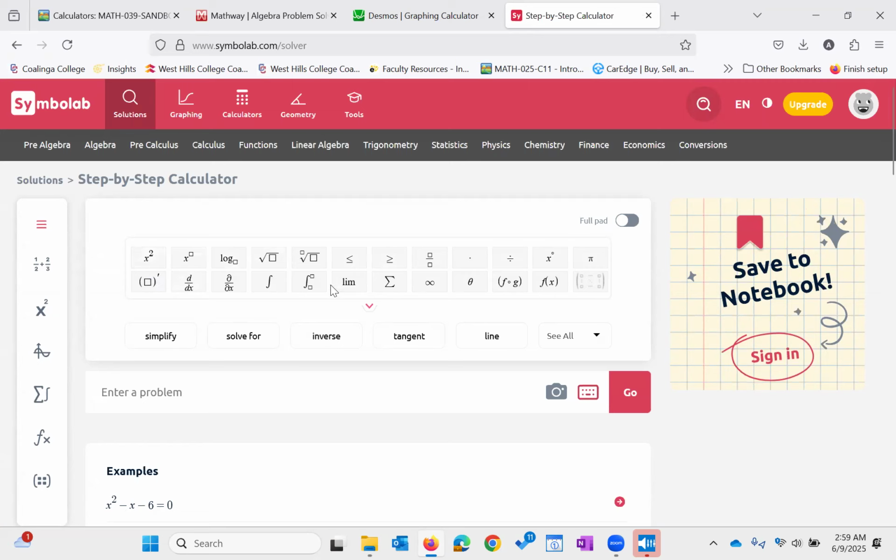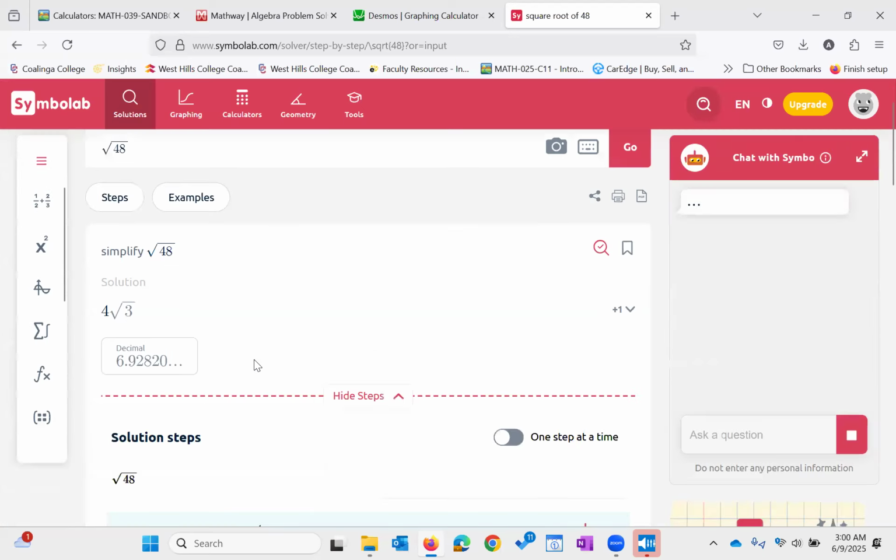So if you're looking for the square root of 40, ooh, let's try 48. There it is. It gives you the answer, the decimal approximation for it. So all those are the calculators that you can use. And if you have your own, that's perfectly fine as well.